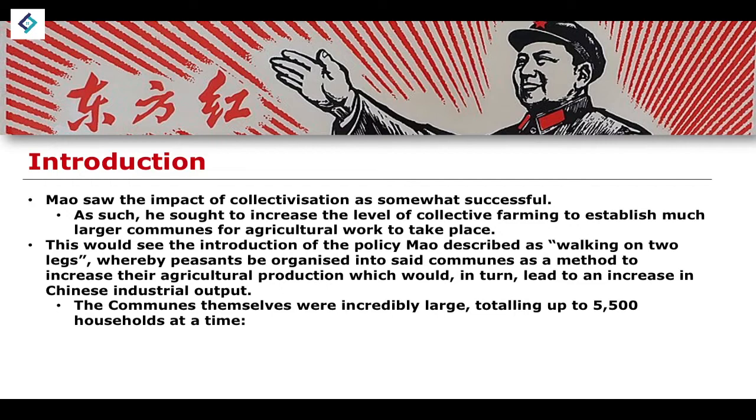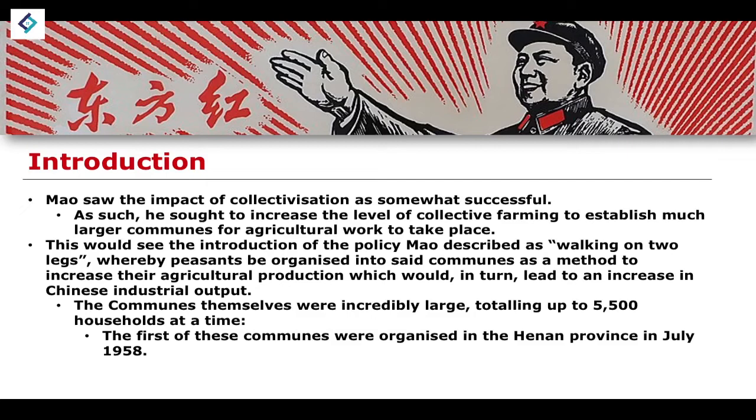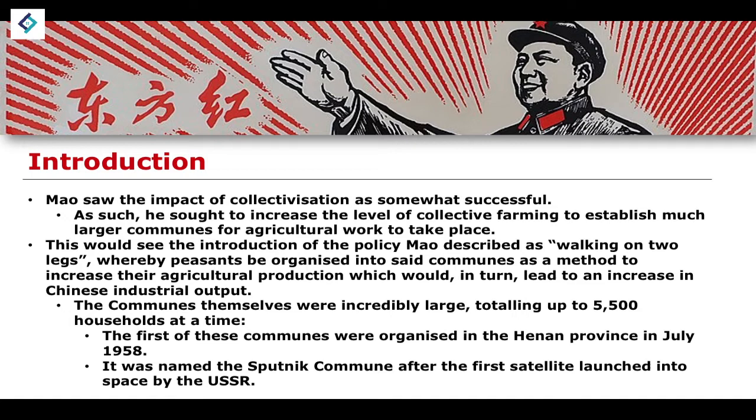The first of these communes was organized in July 1958 in the Henan province, and it was named after the first satellite that was launched into space by the USSR, so it was known as the Sputnik Commune. And this was the first one that was created, 1958. It should be noted that around this time, the Great Famine begins. So we can start to see really a very clear link between the creation of the communes and the devolving of the state of China into the worst famine that we've ever seen.